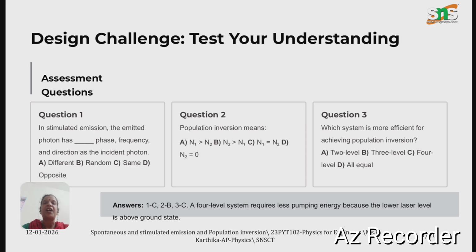Here we have some challenges, the assessment questions. Question 1: in stimulated emission, the emitted photon has the same phase, frequency and direction as the incident photon. So the answer is same. Question 2: population inversion means N2 should be greater than N1. The answer is B. Question 3: which system is more efficient for achieving population inversion? The answer is the 2-level system, where we can easily achieve population inversion.